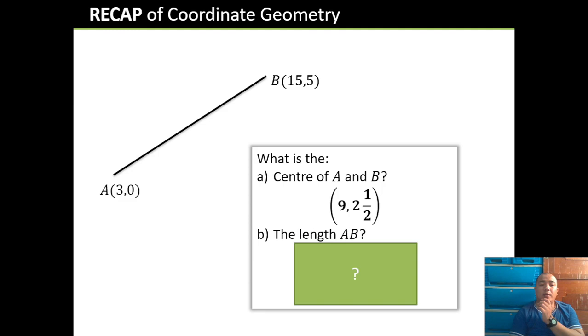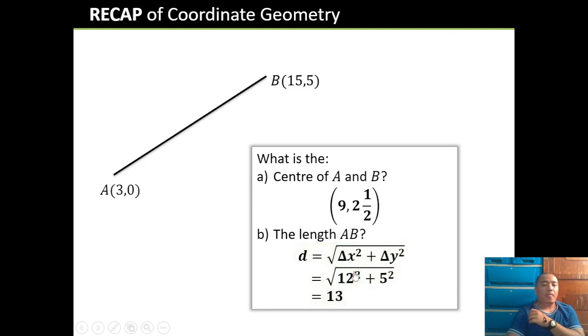How about the length of AB? To find the length of AB, use the distance formula: square root of 15 minus 3 quantity squared plus 5 minus 0 quantity squared. So we have 12 squared plus 5 squared, which is the square root of 169, which is 13. That's the length of AB.